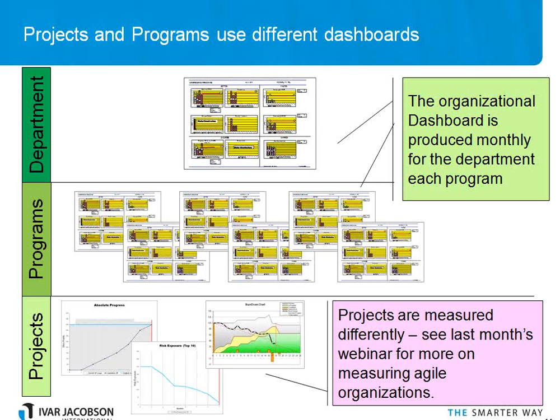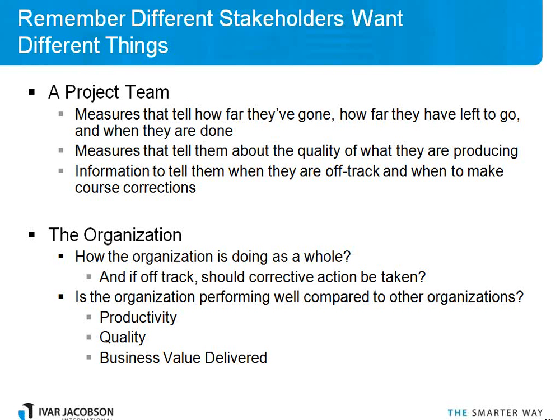So we're looking at a dashboard to help us steer our iterative projects, and we need to bear in mind when we're doing this who the stakeholders are. They want different things, and they want different things from the different levels. So the kind of measures that we want at the project team, and if we're looking at a project, we could be looking at from outside or inside, but we want to know how far they've gone, how far they have left to go when they're done, about the quality of what's being produced so we can improve quality in flight, and information to tell them when they're off track and when to make course corrections.